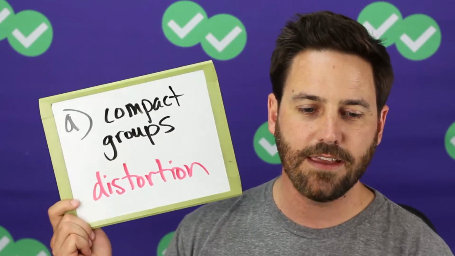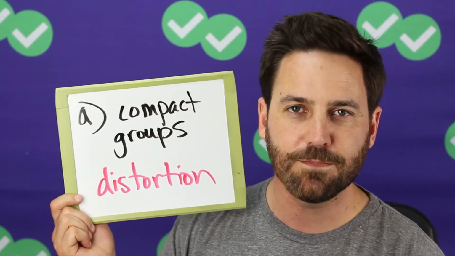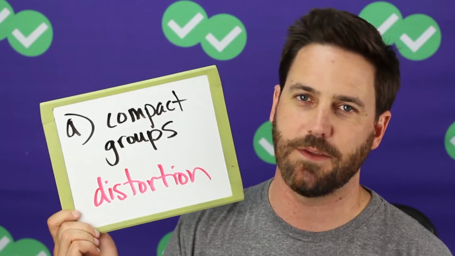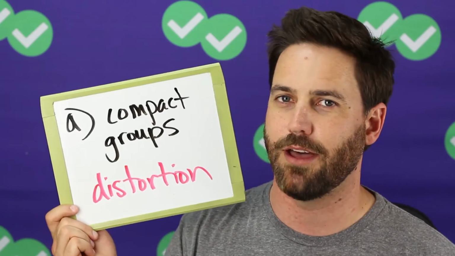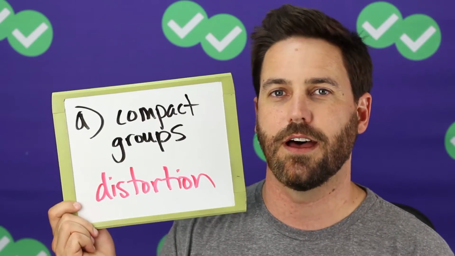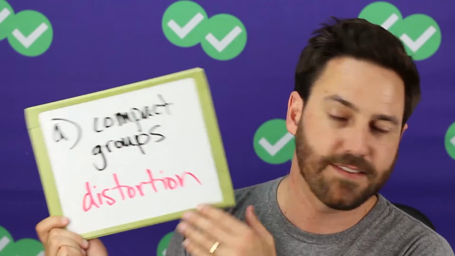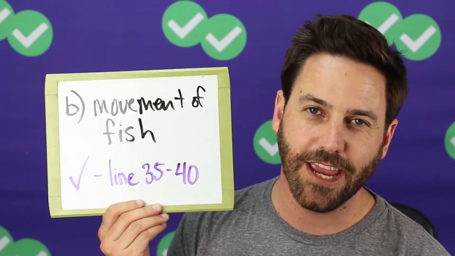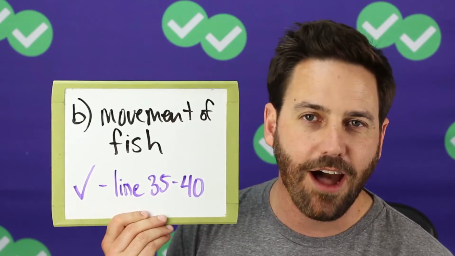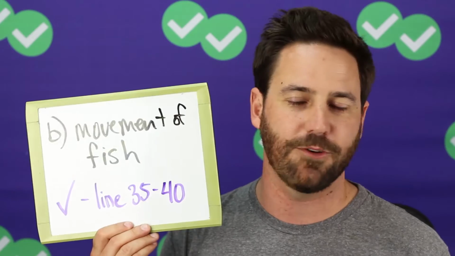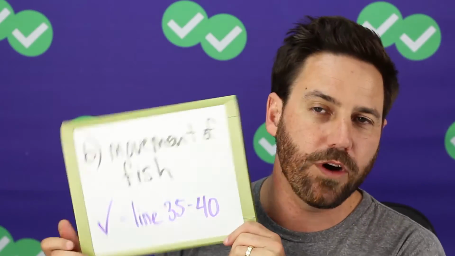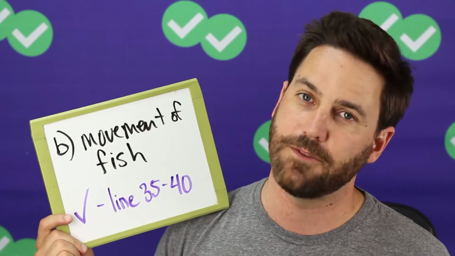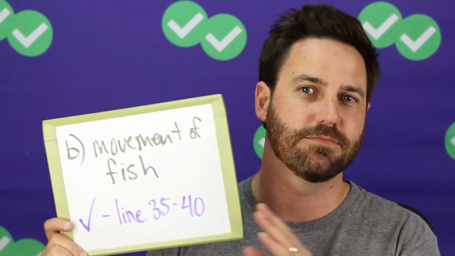Answer choice A mentions compact groups as a reason, and this is a distortion of the passage. Compact groups, that's just what schooling is, but that's not what theory B is talking about. Theory B is explaining why compact groups would help the fish to avoid a predator. So, this is a good example of a distortion. We can eliminate it. Answer choice B is awesome. It is the right answer because they mention movement of the fish. And I know I'm looking for theory B, so I'm looking in the 4th paragraph for an answer. If you look in lines 35 to 40, that's where you find the description of how the movement of the fish allows them to avoid being chomped on by predators.